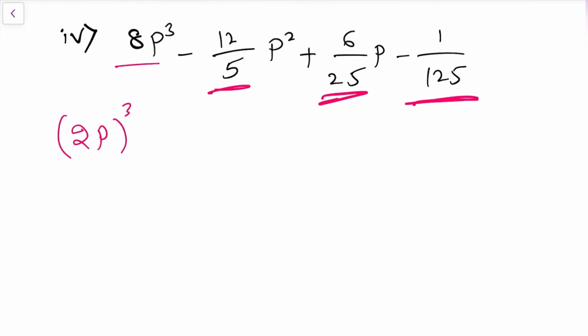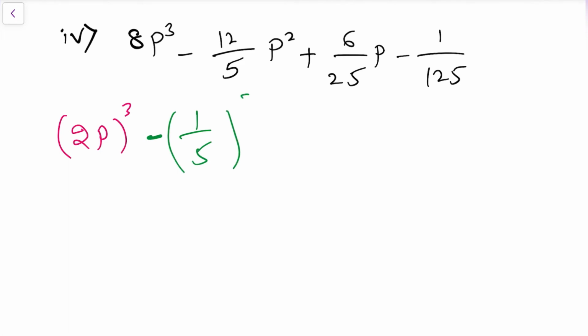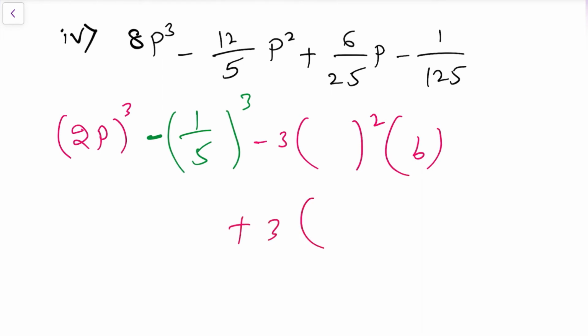Of course, 1 is a cube of 1, 125 is cube of 5. So I'll write the last term in the second position, that is minus 1 by 5 whole power 3, because 125 is nothing but 5 cube. So now we got a cube minus b cube. So next we need to get minus 3a square b plus 3ab square. Oh sorry, here b.